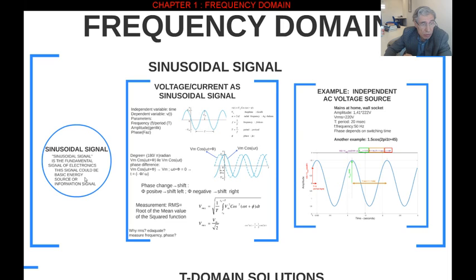These signals could be the basic energy source and information signals. So the sinusoidal signal is not only an input as an energy source, it is also an input as an information carrying source. That's why it carries doubled importance. So what is this signal? Let's go in.